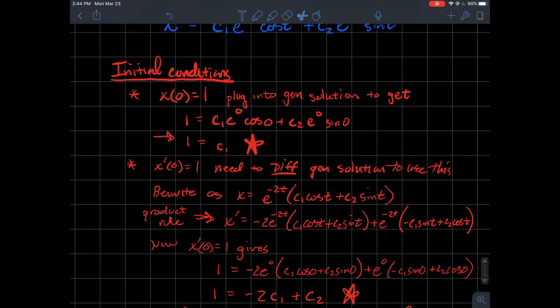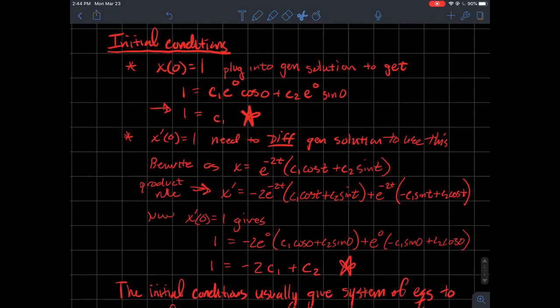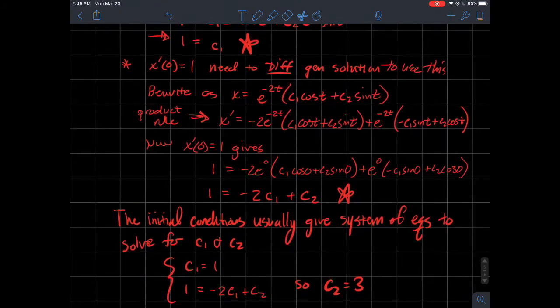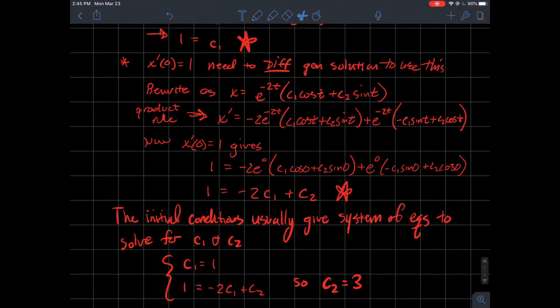Now I've put stars next to what in general is going to happen. You'll make a system of two equations out of that. So that'll always give you a system in c1 and c2. This particular system just happens to be really nice, in that right off the bat you got c1 as 1. So what you could do at this point is take c1 as 1 and plug it in here, and you should get that c2 has to be 3 in order to make those two numbers add up to 1.